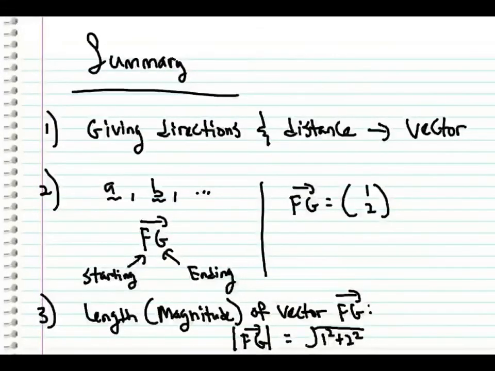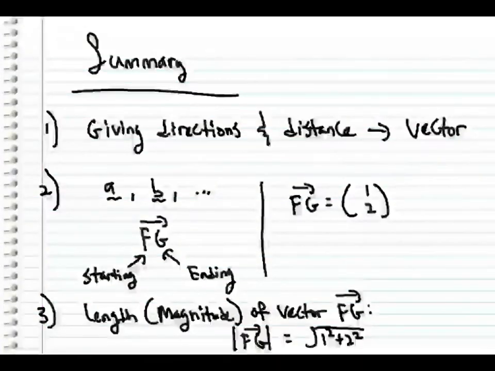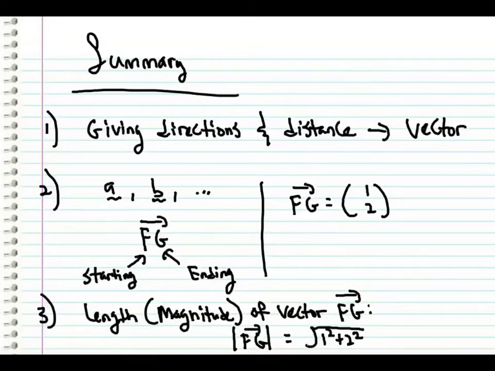And lastly, how do we find the length or the magnitude of the vector? We simply use Pythagoras theorem and take the square root of the sum of the squares of each term of the matrix.